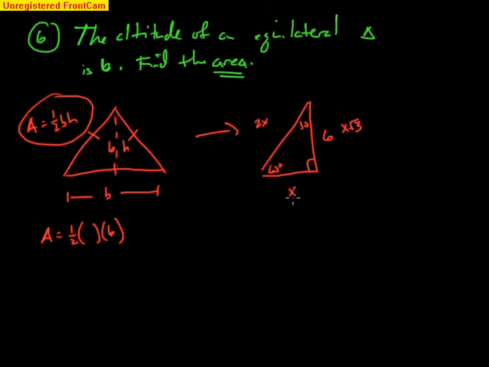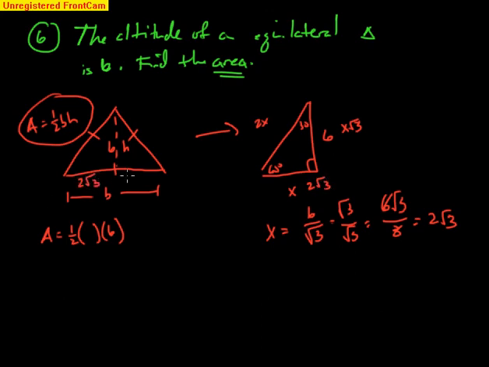Well, to find the base, what I'm going to do is use my 30, 60, 90. They give me this side with the radical. I need this side right here, x. Well, to find x, we take 6 and divide by the square root of 3. Rationalize. And we get 6 radical 3 over 3. The 6 and the 3 simplify to 2 radical 3. So there's x. This side right here is 2 radical 3. This part right here is 2 radical 3. Well, they're the same two 30, 60, 90 triangles, so that side is 2 radical 3.